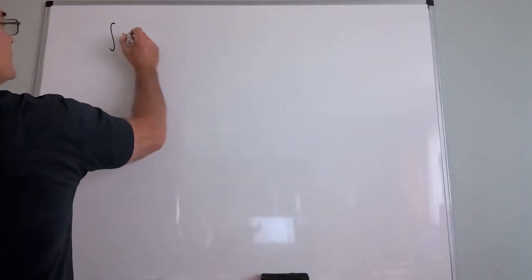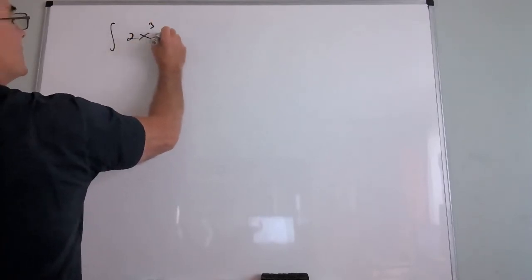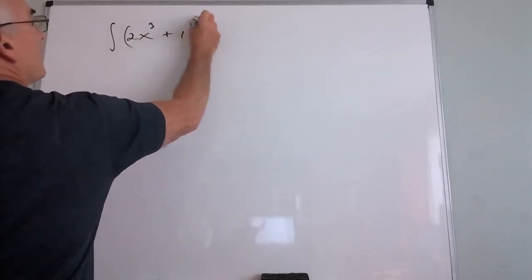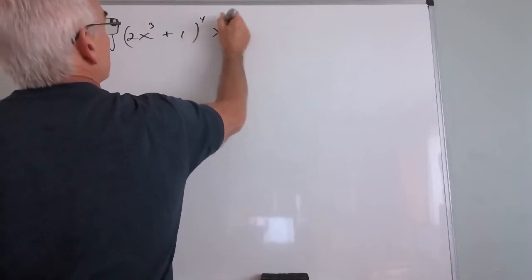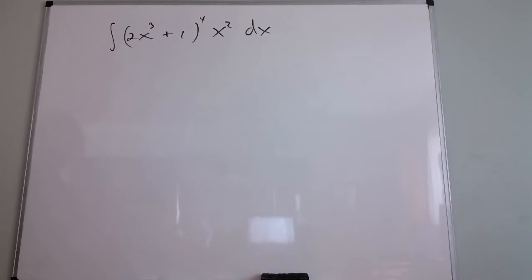Let's say we have (2x cubed plus 1) to the 4th power, and we're going to multiply that by x squared dx. Okay, this is not a definite integral, not yet.